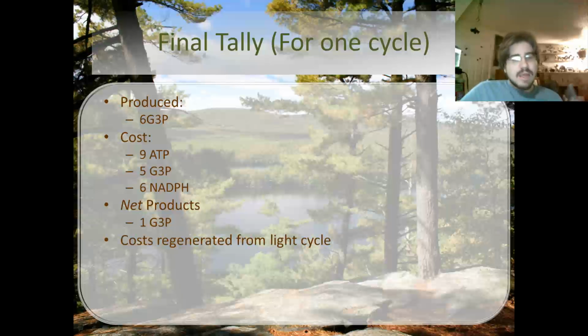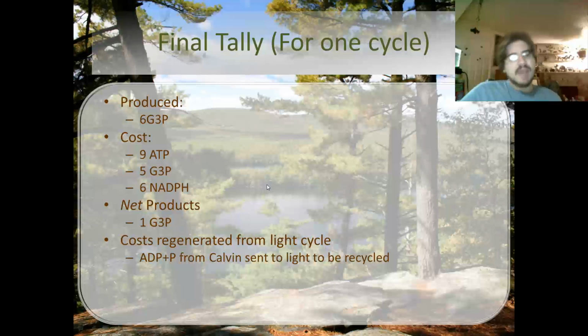Anyway, so all those costs, that 9 ATP and that 6 NADPH, well, it's not like we destroy the NADPH. We release the hydrogen and it becomes NADP. And those are sent right back to the light cycle to be reduced to NADPH again. And same, it's not like we destroy ATP. When we use ATP, we hydrolyze it and break off the phosphate, and so we have ADP plus P, adenosine diphosphate plus P, and that is sent to the light cycle to be turned back into ATP through photophosphorylation.